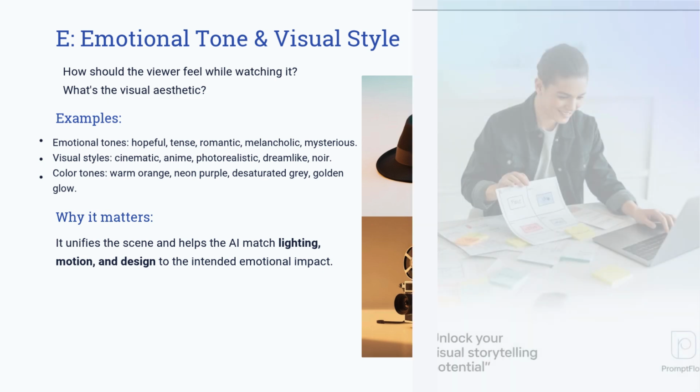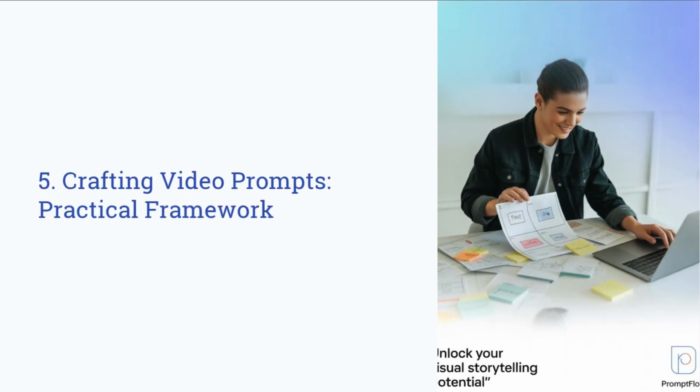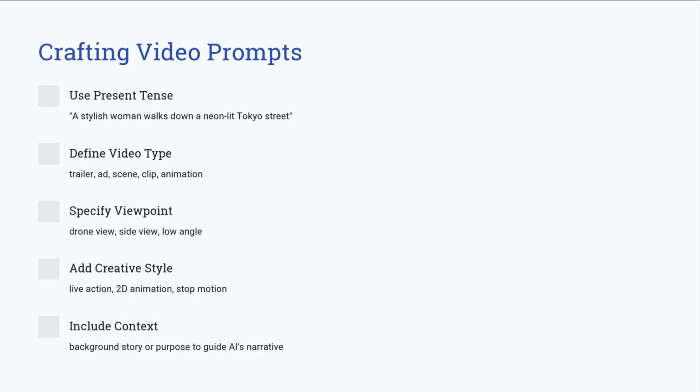Okay, number 5, crafting video prompts. This is where we put it all together. When you're writing prompts for video, a few simple tips can seriously level up your results. First, use present tense. Like, a stylish woman walks down a neon-lit Tokyo street. It helps the AI see the scene as something happening now, not in the past. Second, define the video type. Are you making a trailer? An ad? A short film clip? Maybe a 2D animation? Be clear so the AI knows what kind of vibe to go for.